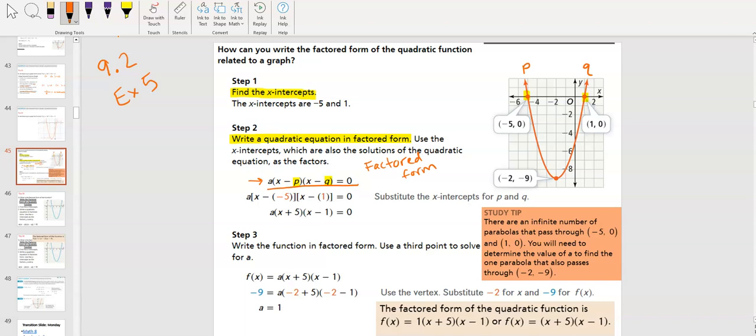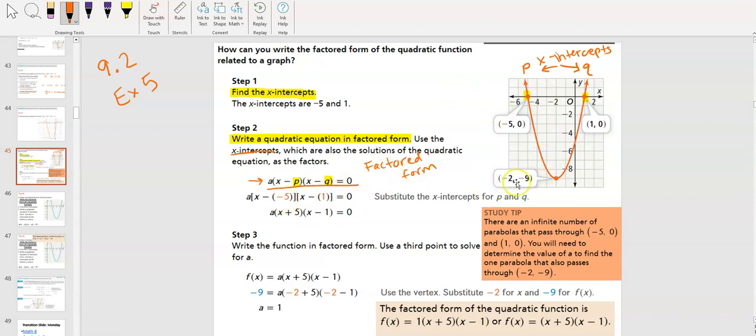And P and Q are our x-intercepts. That's what you need to remember. P and Q are our x-intercepts. So your factored form is x plus or minus something, two of those, plus or minus your x-intercepts. And then A is still A. It's still that beginning information that's telling us if we're facing up or down and if we're wider or narrower.